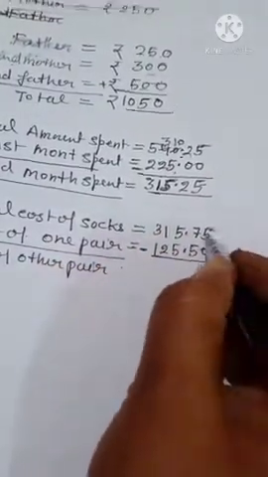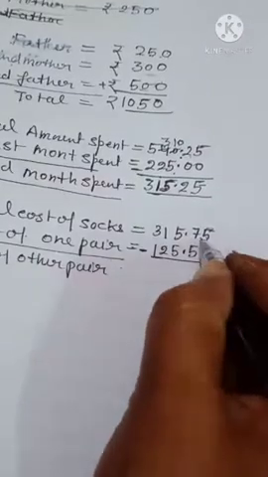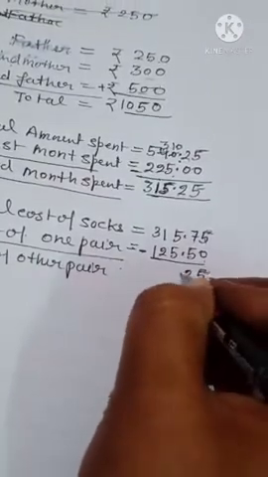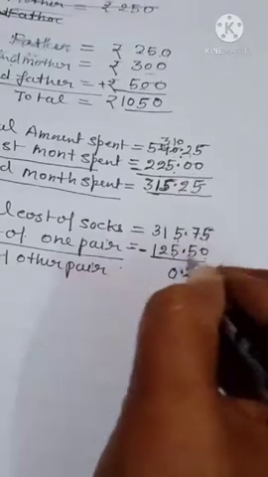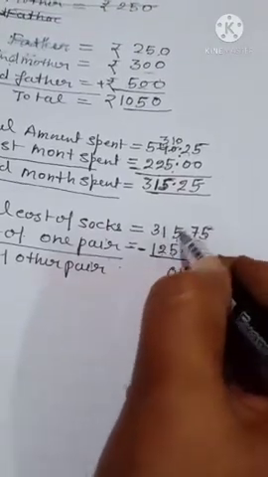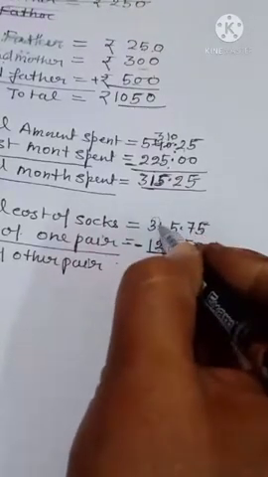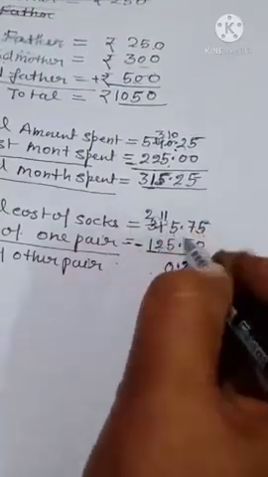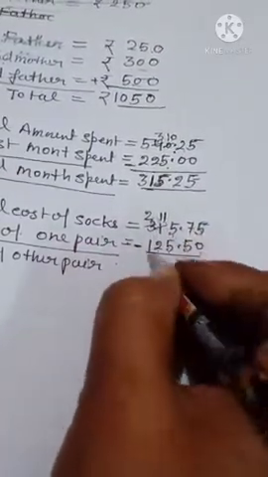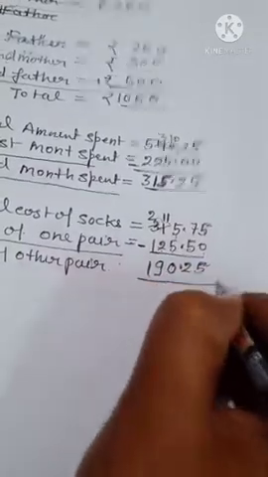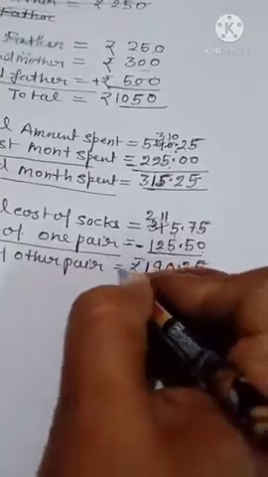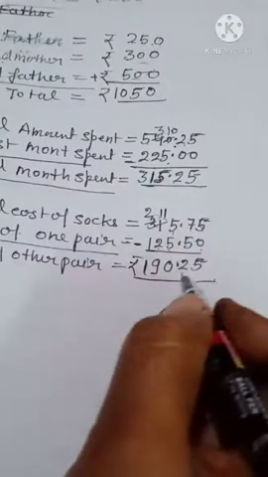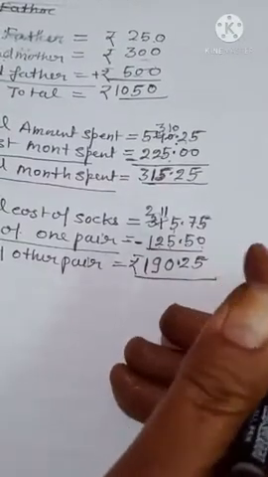Okay, so 5 minus 0 is 5, 7 minus 5 is 2, 5 minus 5 is 0. From 1, 2 cannot be subtracted, so take a borrow from here, it will become 11 and this will be 2. So 11 minus 2 is 9, and 2 minus 1 is 1. So this will be the cost of the second pair. Okay, so in this way you will do.